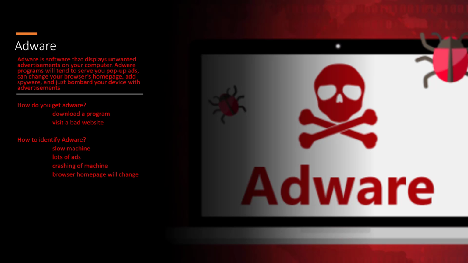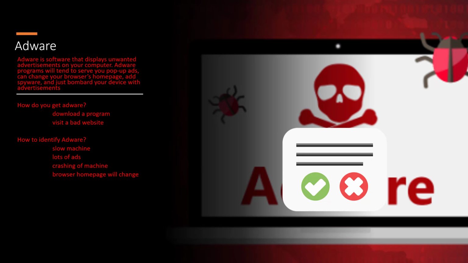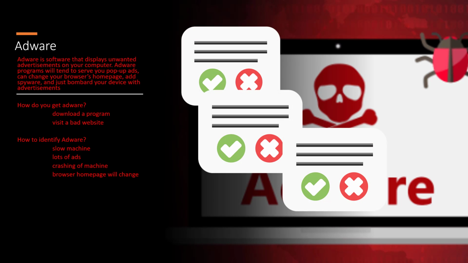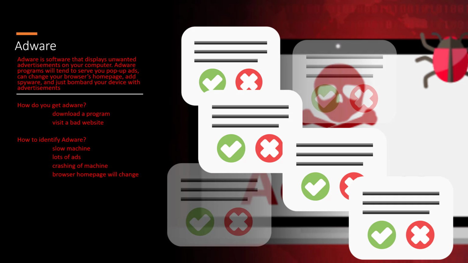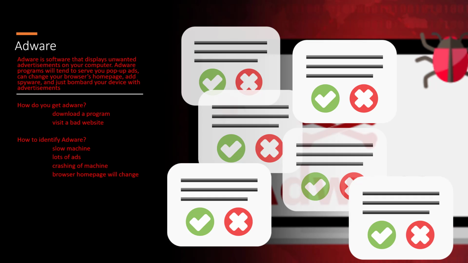Adware, or advertising supported software, is software that displays unwanted advertisements on your computer. Adware programs will tend to serve you pop-up ads, change your browser's homepage, add spyware, or just bombard your device with advertisements. How do you get adware?